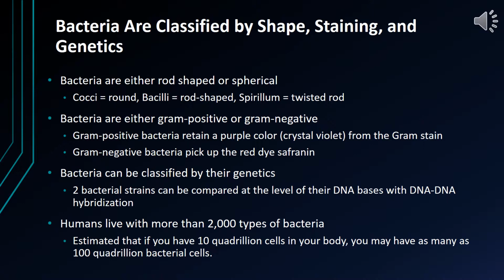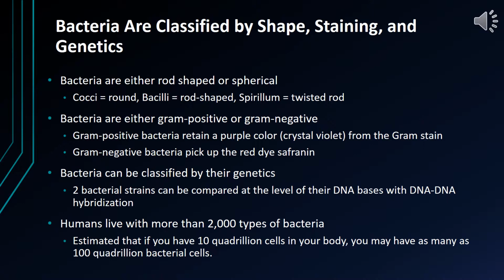Bacteria can either be gram-positive or gram-negative, and this is determined using a staining technique called gram staining. The gram-positive bacteria retain a purple color from the crystal violet dye used in gram staining, whereas gram-negative bacteria pick up the red dye stain safranin. Which type of dye bacteria pick up is dependent upon the qualities or the thickness of their cell wall, and that's as much as I'm going to get into gram staining.